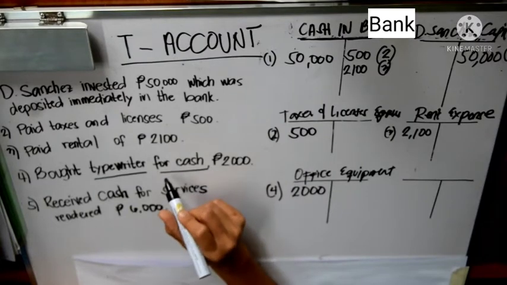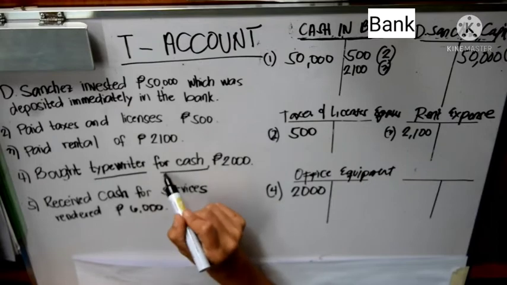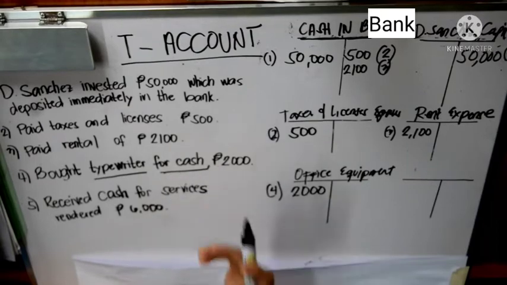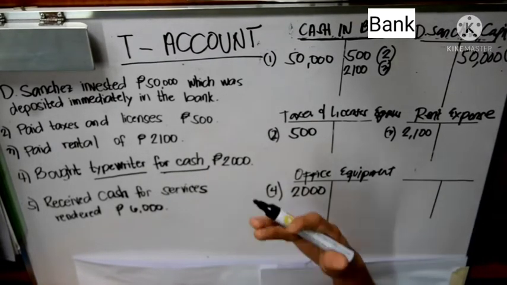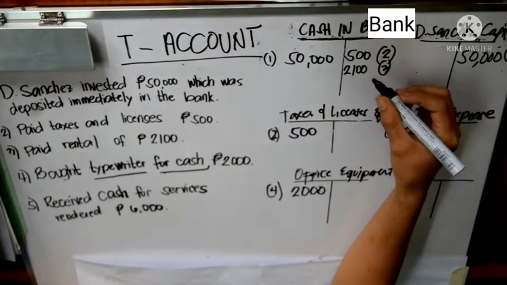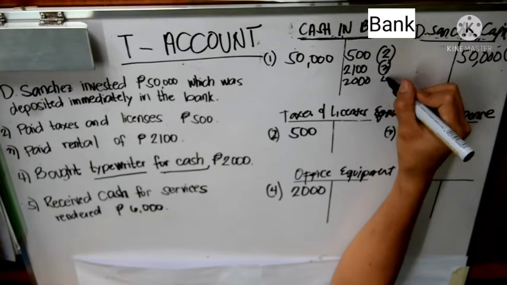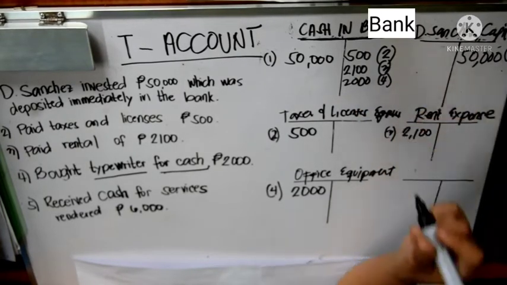Dahil pag for in account to, ibig sabihin, inutang natin yung typewriter. But this is for cash. Ibig sabihin, binayaran natin ng cash. So, dahil binayaran natin ng cash, yung cash in bank natin ay mababawasan na naman ng 2,000 pesos from number 4, transaction.